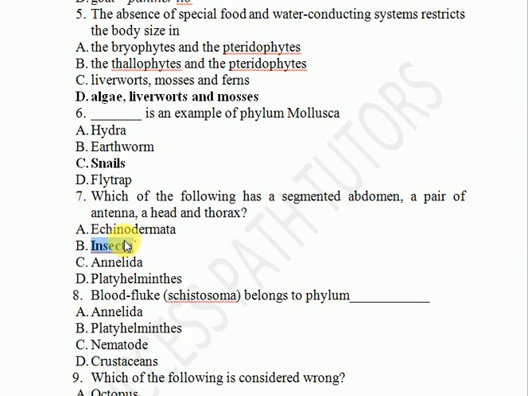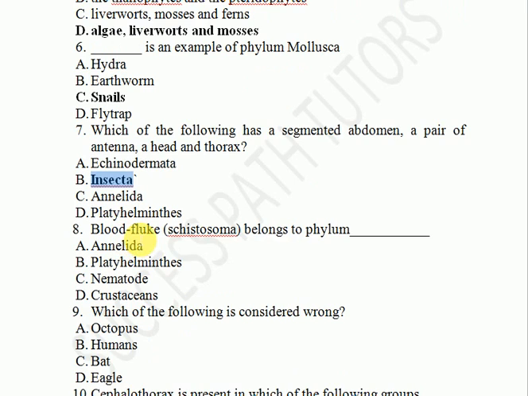I hope you're getting that right. Blood fluke, otherwise called Schistosoma, belongs to phylum Platyhelminthes. They are generally called flatworms. Alright.